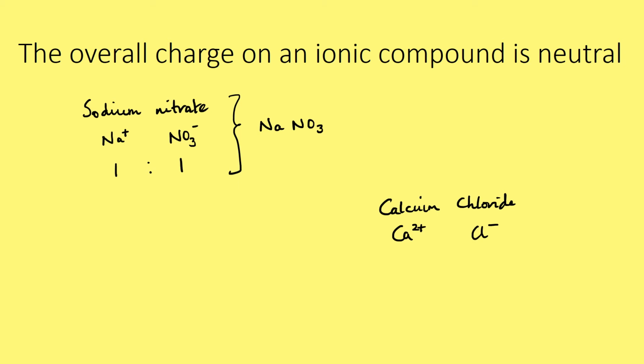So the ratio that you would need in this case would be, if you had 1 of these, you would need 2 of those. So 2 1- cancels out 1 2+. Right, so the formula that you would get would be CaCl2.